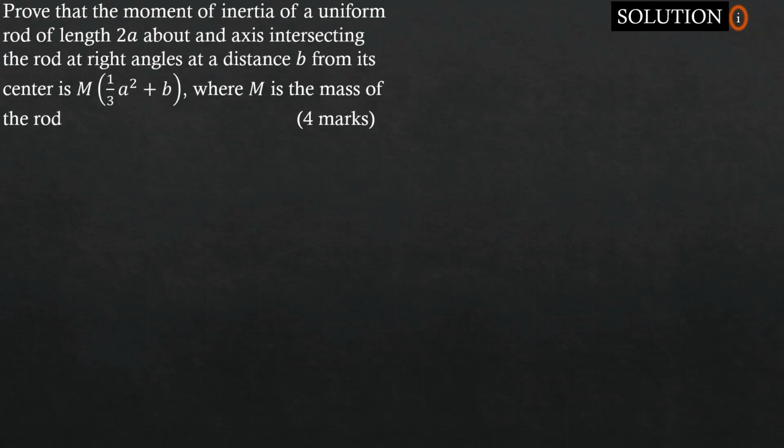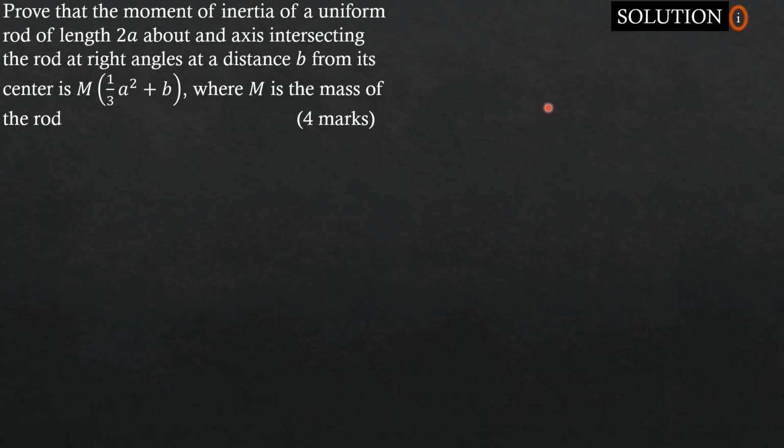Okay, so let's begin with the solution of problem one. So here is a problem. Our objective is to prove that the moment of inertia of a uniform rod whose length is 2a, about a certain axis that is perpendicular to the rod and is a distance of b from the center of the rod, where m is the mass of the rod, is given by m into (1/3 a squared plus b squared).